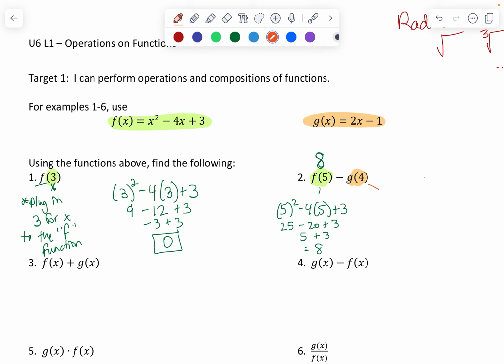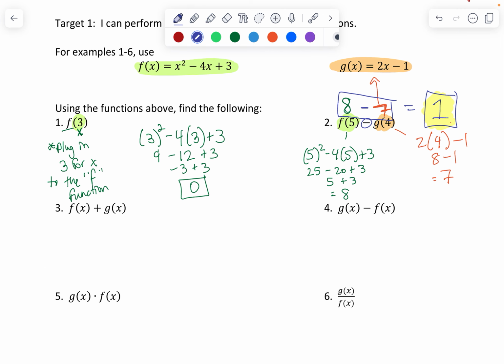Then you can find g of 4, which means plug in 4, but now into the g function. So I'm going to go 2 times 4 minus 1. 2 times 4 is 8, minus 1 is 7. I'm going to plug that in right here, and the question was asking to subtract. So all this is asking you to do is 8 minus 7, which is 1. So 1 and 2 are really the same thing: either evaluate one function or two and then do something with it.